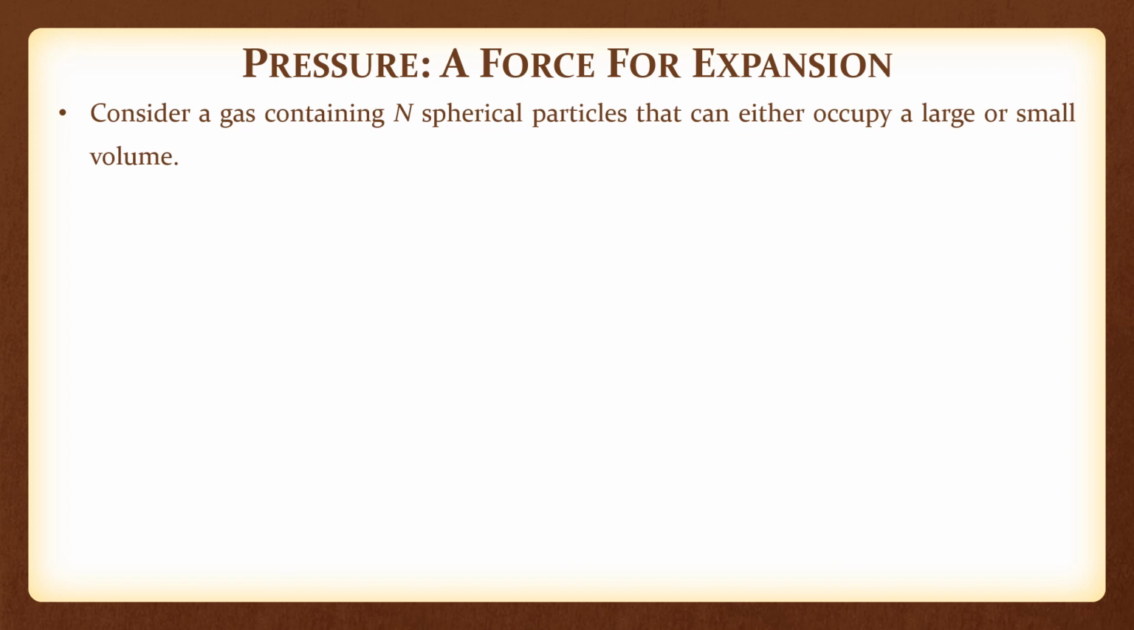And for this we are going to consider a gas with n spherical particles. Each molecule is like a spherical particle that can either occupy a large or a small volume. And in fact we are not even going to look at a continuous space of volume. We are going to consider a lattice model. A lattice model is like, okay, there are slots, so these spherical particles could be like beads, and then you can put one bead in one slot.